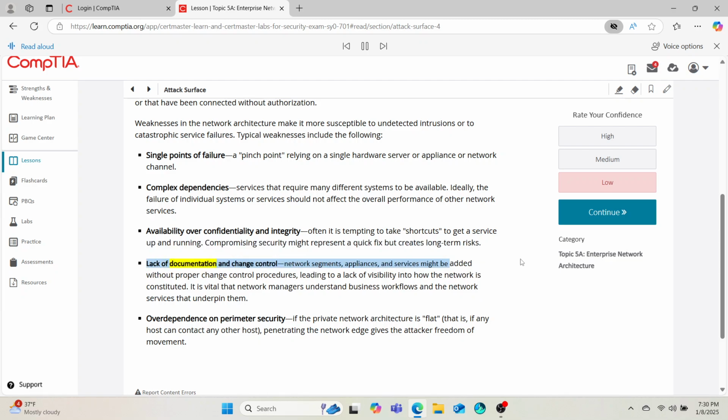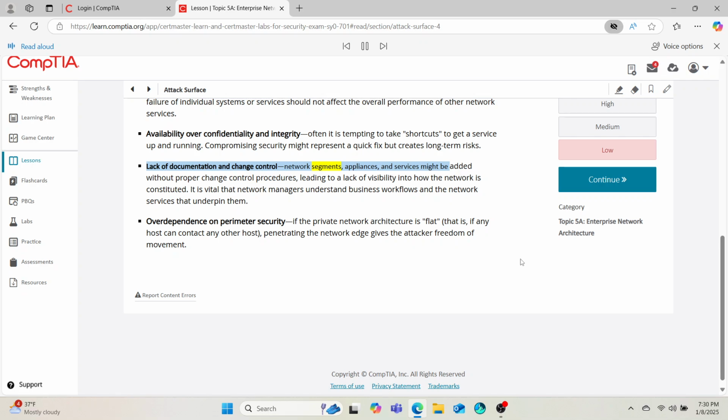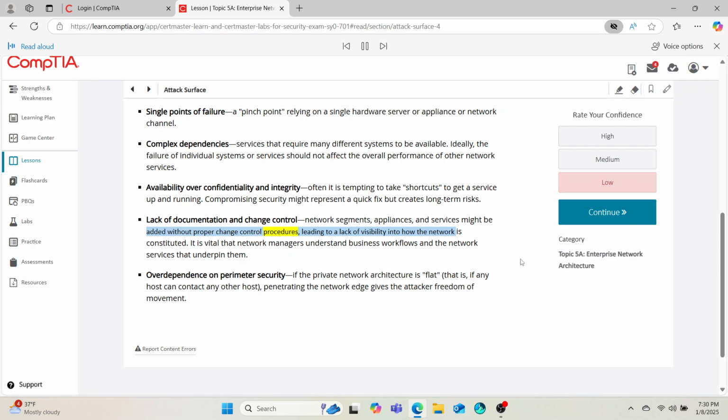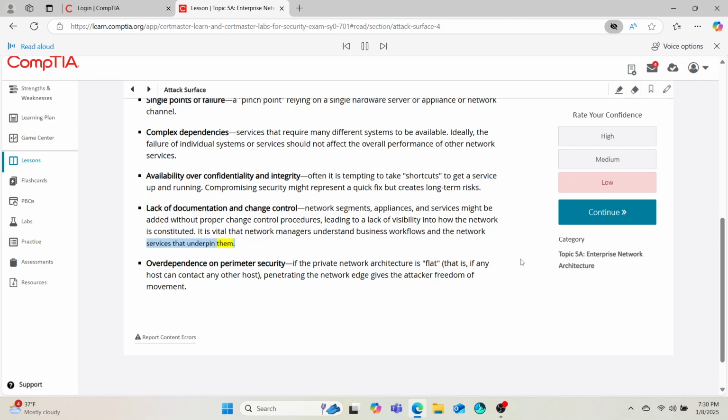Lack of documentation and change control. Network segments, appliances, and services might be added without proper change control procedures, leading to a lack of visibility into how the network is constituted. It is vital that network managers understand business workflows and the network services that underpin them.